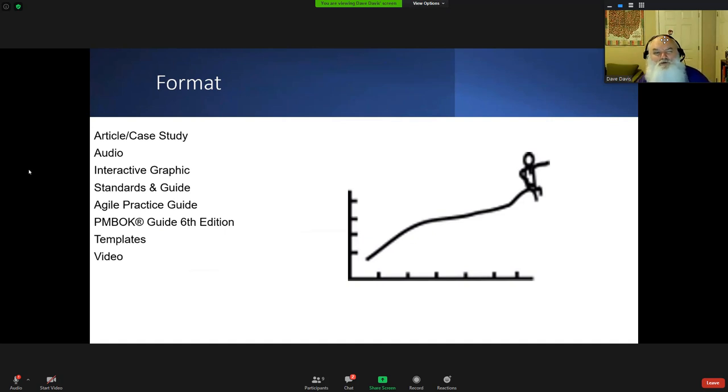Next one, different types of formats. Right now they're offering case studies, audio, standards and guides. The Agile Practice Guide is in there. It's where it'll go out and search standards and guides, including past PMBOK guides. Right now they only have the 6th edition up as far as in the past. When the 7th one becomes available, it'll be searchable through here, and templates and videos. And they are currently soliciting people for case studies, and they've outsourced to, quote, some technical writers to be able to help jumpstart getting good case studies.